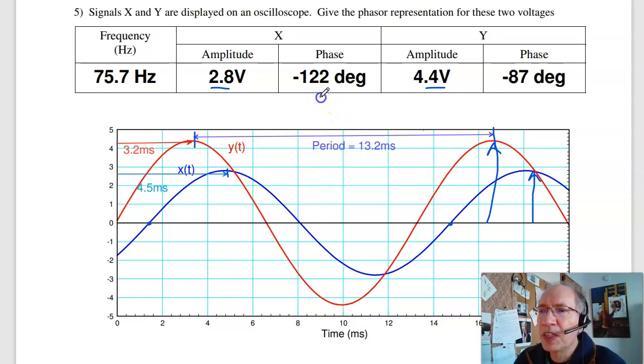So the phase shift is the percentage of a 4.5 millisecond delay when the period is 13.2 milliseconds. And notice the milliseconds cancel. That's the percentage of 1 cycle, so the percentage of 360 degrees, and that gives you 122 degrees. A delay is the negative phase shift. For the phase shift on y, the delay is 3.2 milliseconds. Change that to 3.2, calculate it, I get minus 87 degrees.